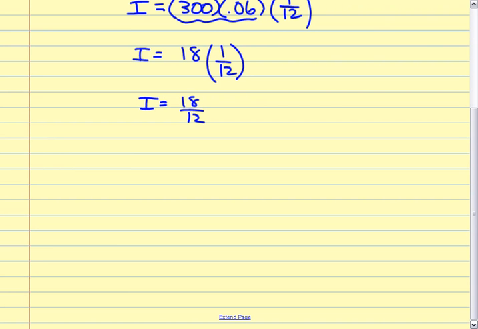What is that as a decimal or as money? Because right now I'm getting paid. What is 18 divided by 12 in the form that we normally see money? David, what'd you get? 1.5 or $1.50. That means I got paid $1.50 for the bank to use my money for 1 month. If they use my money for the whole year, they'd pay me $18.